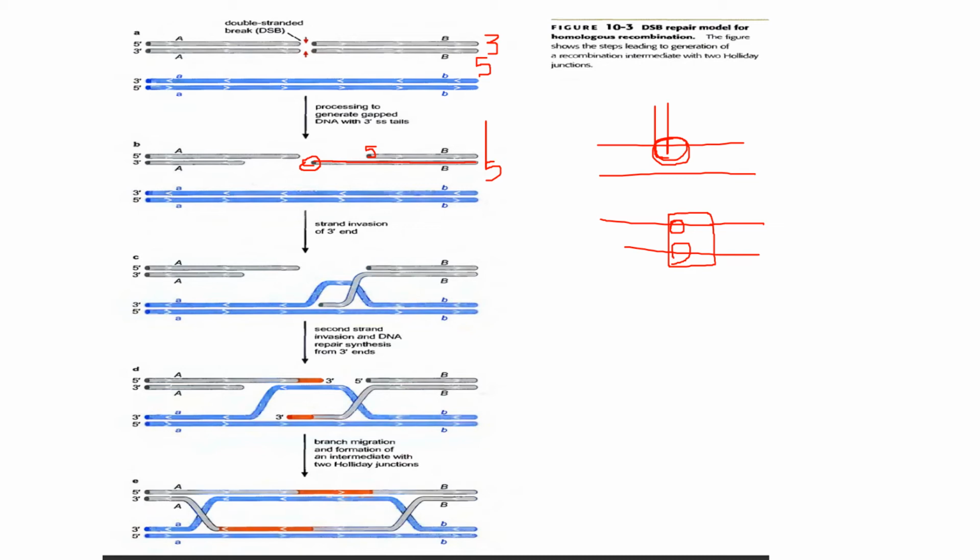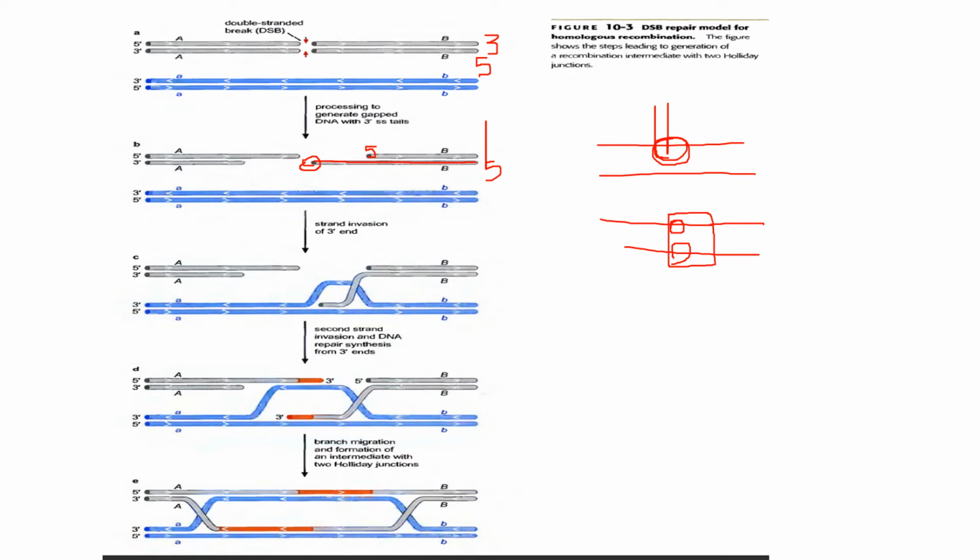Now this tail having the 3 prime end invades into the sister chromosome. So this is known as strand invasion by the 3 prime end. Now this will continue to move along the sister chromosome till it finds the complementary sequence. The moment it finds the complementary sequence, the synthesis of another strand takes place.